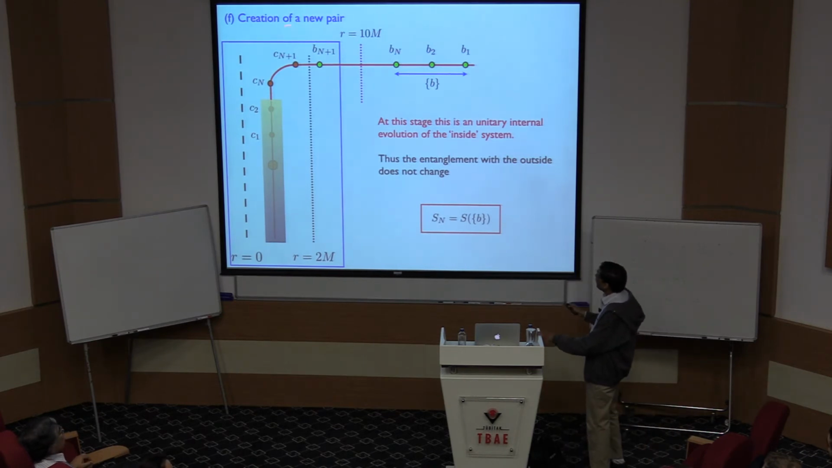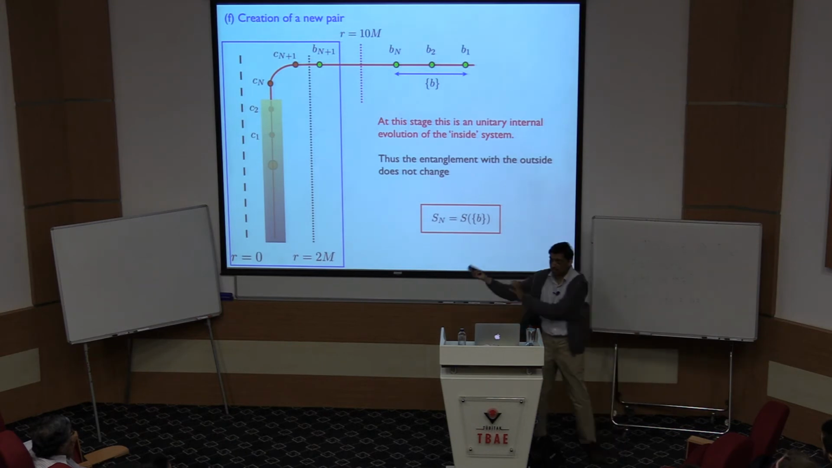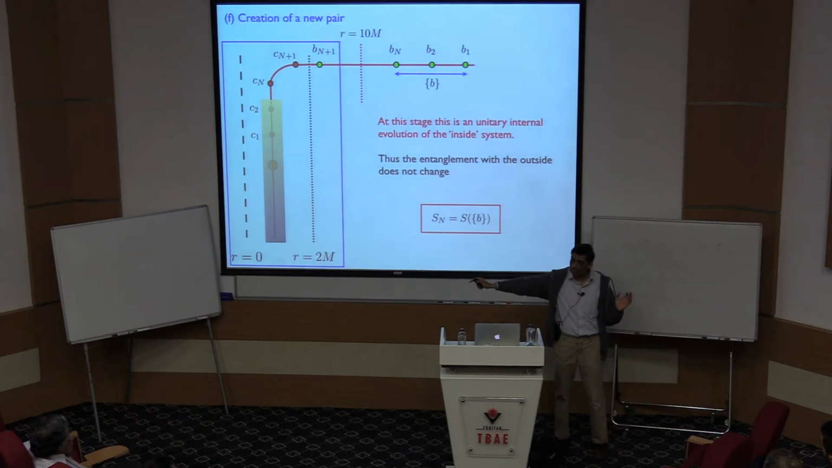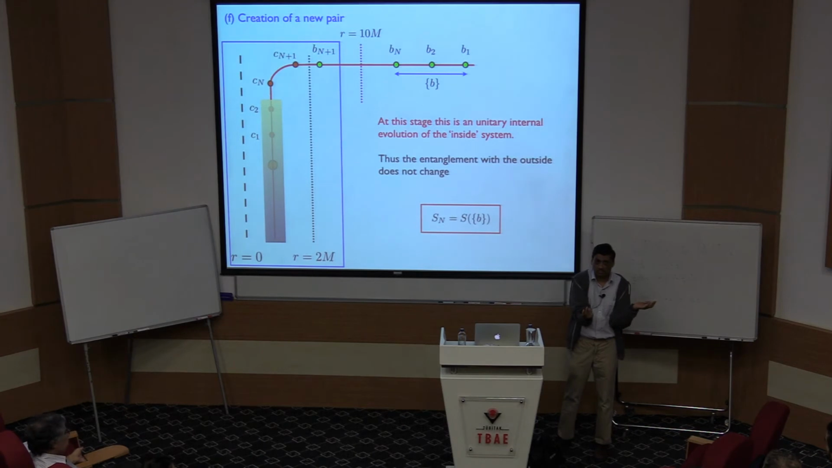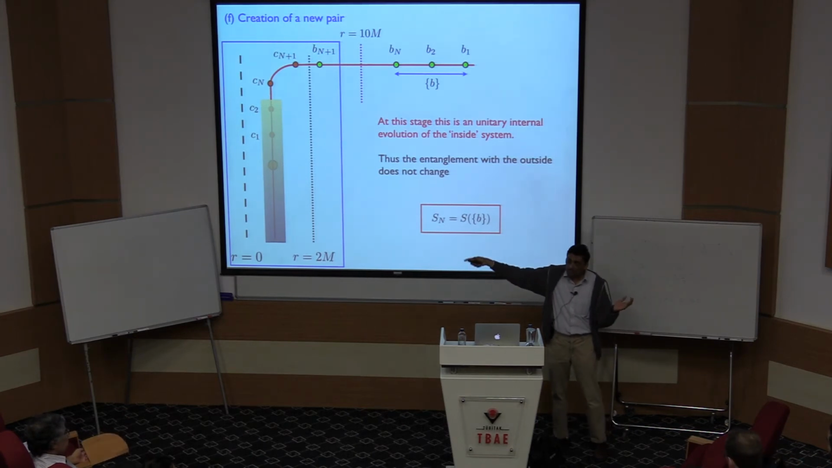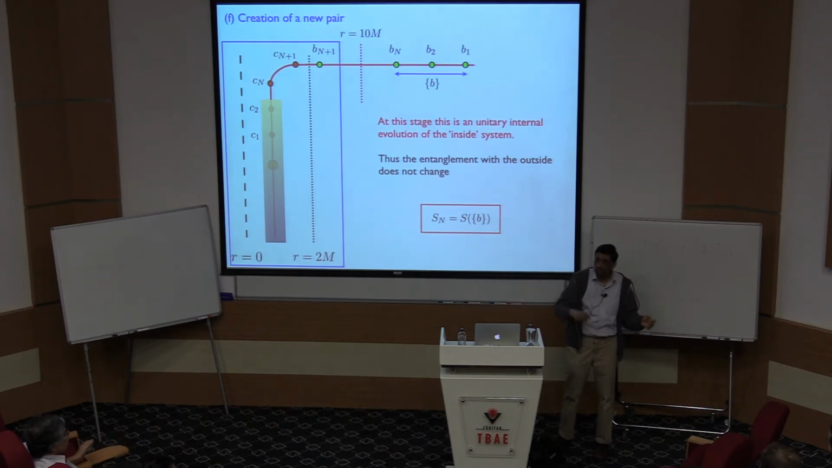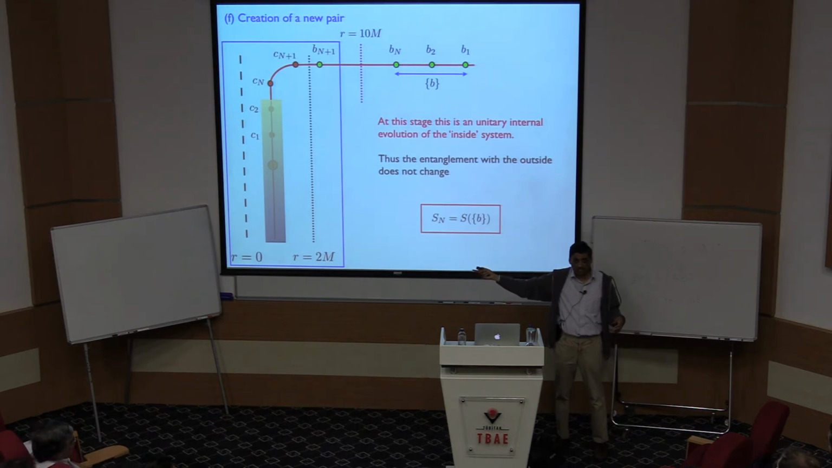When a new pair is created out here, up to here is still the inside because this is all nowhere near 10m. The outside is the same. At this stage, the entanglement of the outside after step n, even though a pair has been created here, actually remains the same. Why is it the same? Because suppose I have two different systems, one is here and one is here. This is the outside and that's the inside. Suppose nothing changes here, but something changes internally there. Will the entanglement of this with that change? Well, the answer is no.